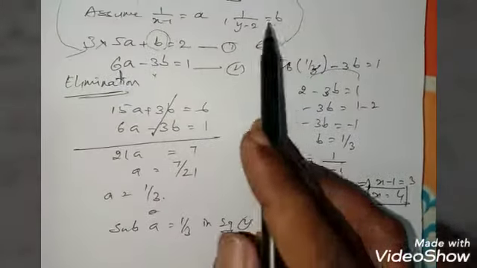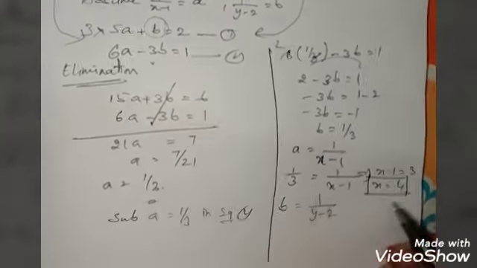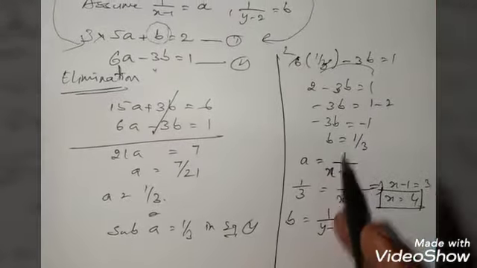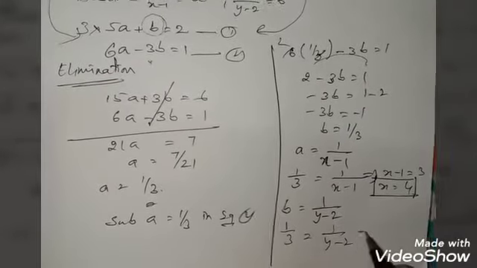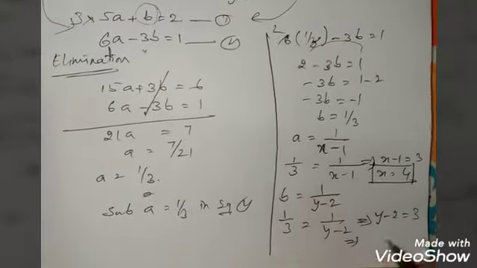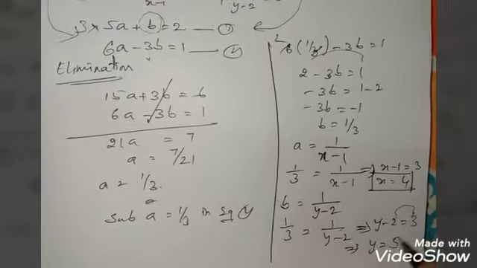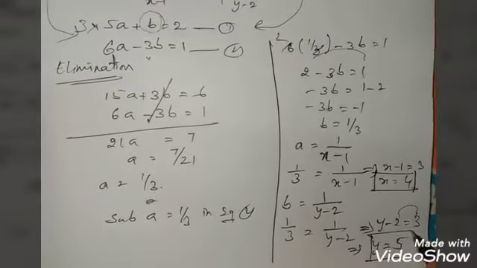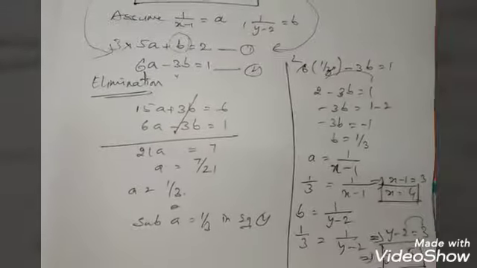Now what is b represented as here? b is nothing but 1 by y minus 2. Now in the place of b I am writing 1 by 3, that is 1 by 3 is equal to 1 by y minus 2. Now if I cross multiply, y minus 2 is equal to 3. So this implies y is equal to, if I send this 2 over here as plus, that is 5. Like this we are finding the values of x and y by using the reduction method, right?